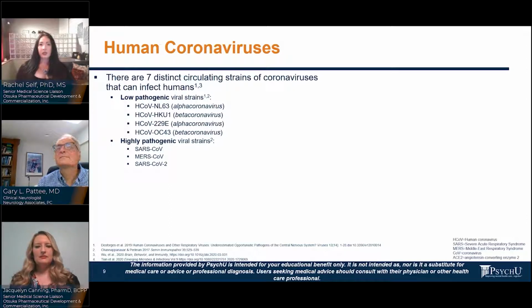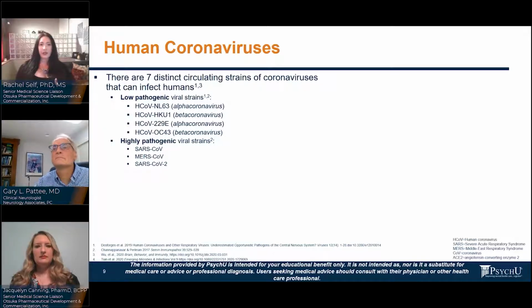But these human coronaviruses have been around since the mid-1960s. And as you can see on this, Dr. Pattee or Gary talked about some of the highly pathogenic strains just a moment ago. So the SARS-CoV-1, the original SARS coronavirus, the MERS, and then the SARS-CoV-2, which is what we're dealing with now. But a lot of evidence existed before that for some low pathogenic viral strains.